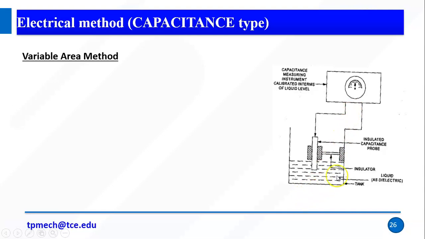So simple principle, we have a water level. So water level, in the level, one of the electrode, it acts as one of the electrode. This insulator acts as another electrode. So we have 2 electrodes. The distance between these 2 electrodes gives the capacitance value. So if the distance between these 2 electrodes varies, the capacitance value also varies.